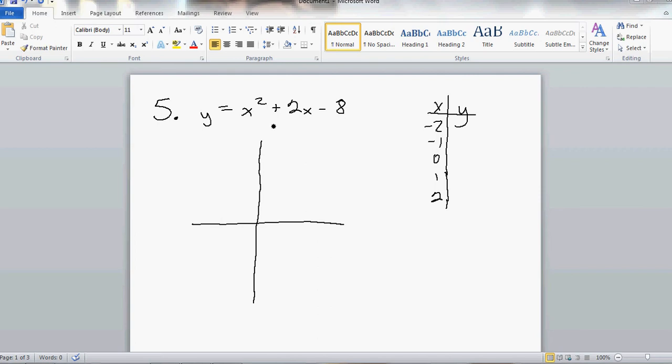So if I plug in -2, this would be 4 minus 4 minus 8. So that'd be -8. If I plug in -1, 1 minus 2 minus 8, that's -9. If I plug in 0, 0 plus 0 minus 8. 1 plus 2 minus 8. 4 plus 4 minus 8. Okay, so I've got some pretty good points here.